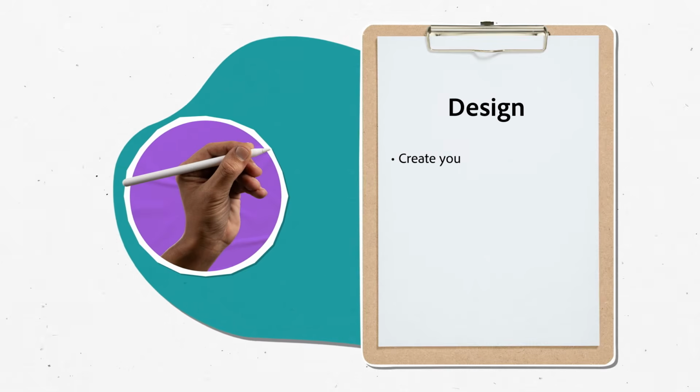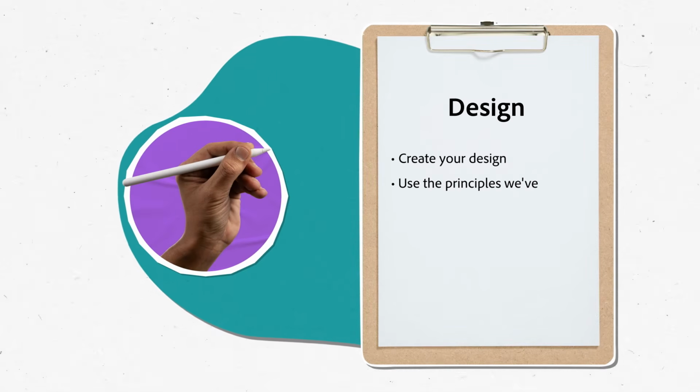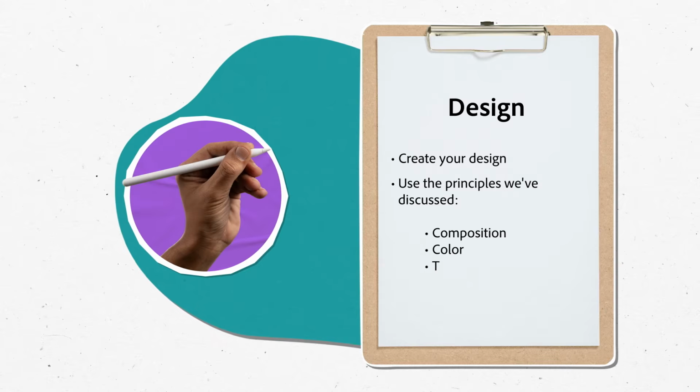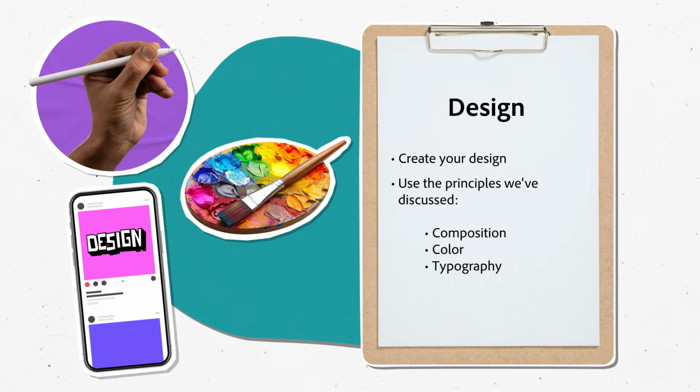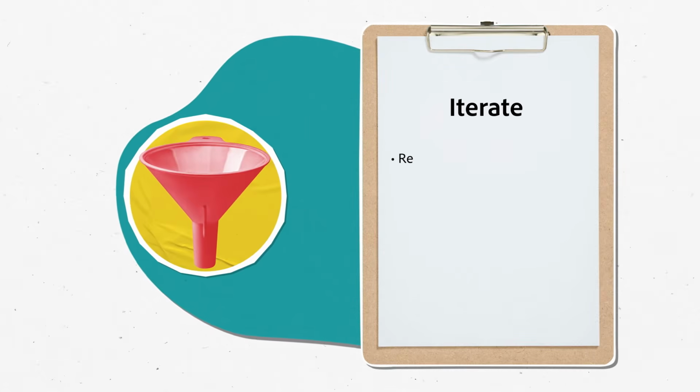Design. Start creating your design. Use the principles that we've discussed, composition, color, typography, to create your initial concepts. If you're designing a social media campaign, you might use vibrant colors and bold typography to create eye-catching posts that grab attention.